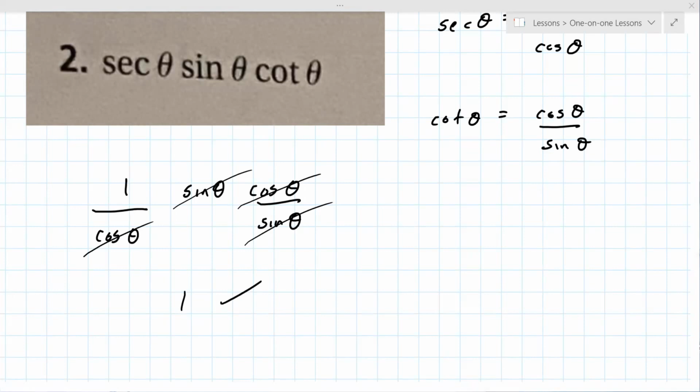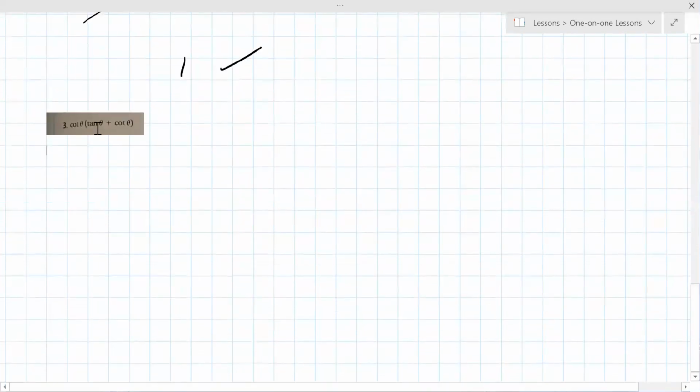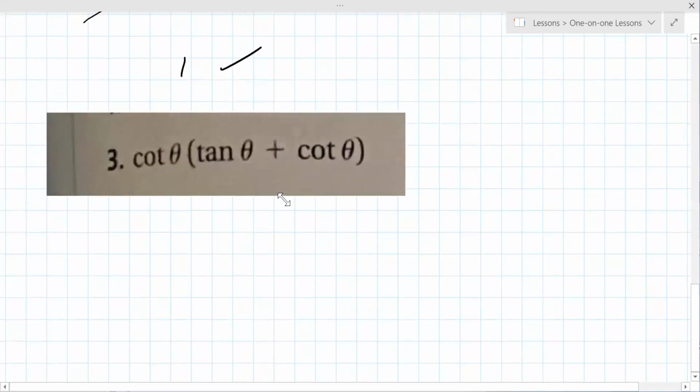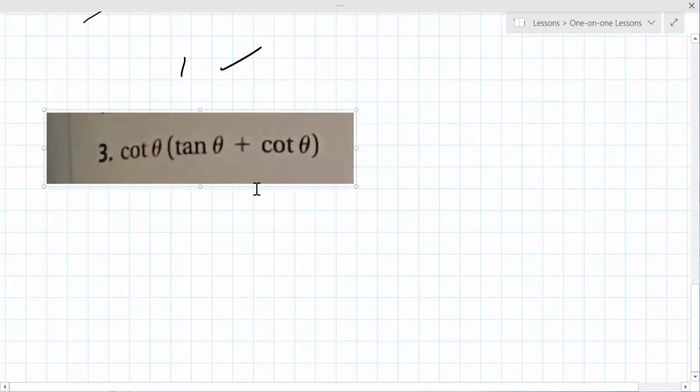Okay. I like that one because after one step you kind of had your answer. You could sort of see it. The previous one you had to know to combine fractions and things like that here. Okay.